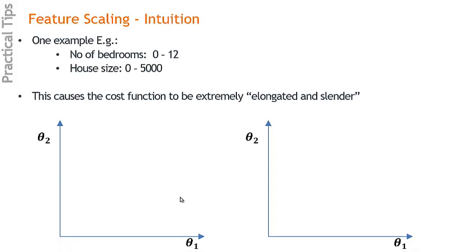Okay? So suppose you have two features, number of bedrooms and house size. Now, let's suppose theta 1 is house size and theta 2 is the number of bedrooms. So we're going to have a cost function that's a function of these two. Let's suppose we just have these two different variables or features. And what will the cost function look like? So here's a candidate.